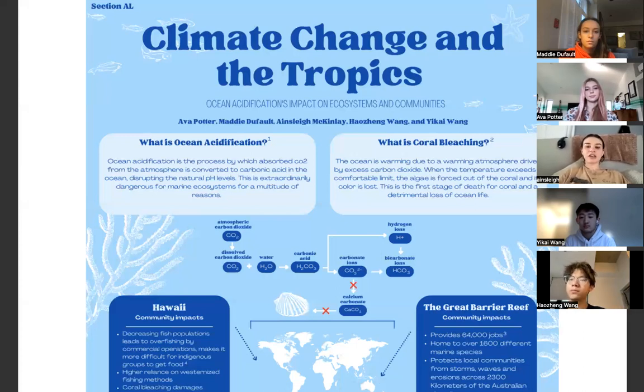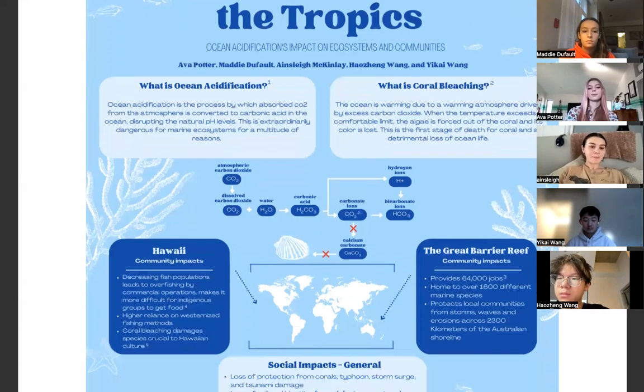And coral bleaching is the process by which corals die because of the warming from the atmosphere, which is driven by excess carbon dioxide. And when the temperature exceeds this comfortable limit for the coral, the algae is forced out and its color is lost. And this is the first stage of death for coral and a detrimental loss of ocean life.